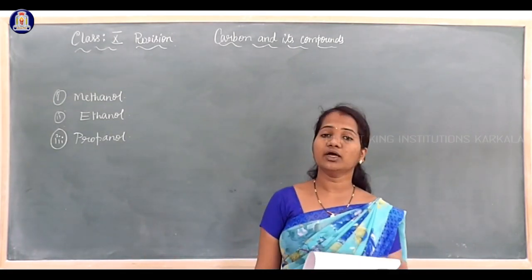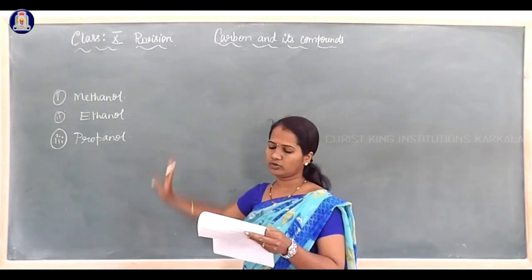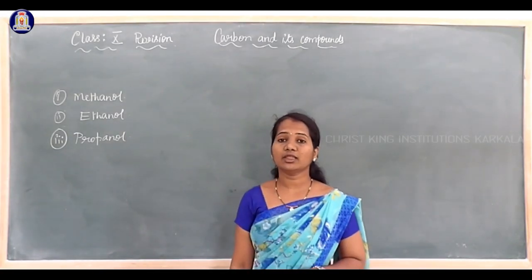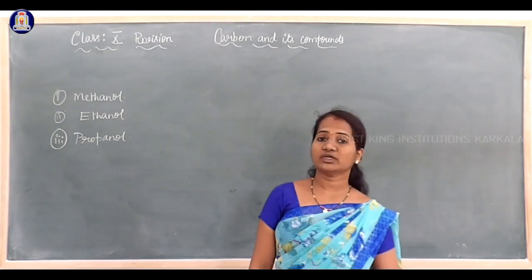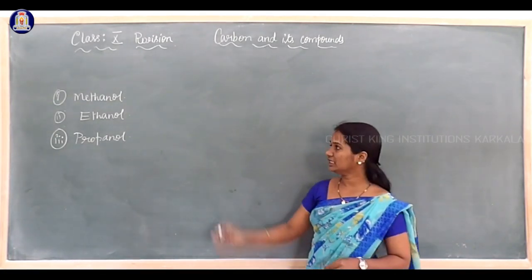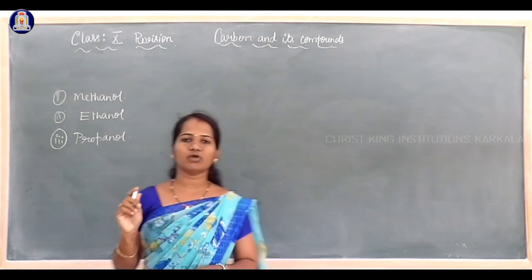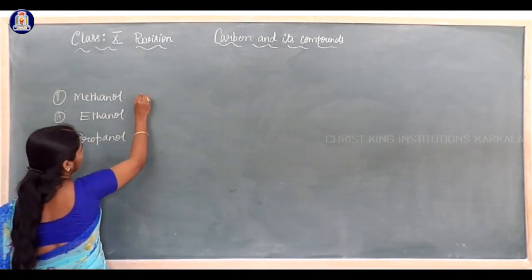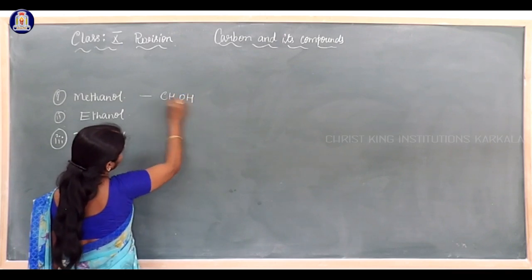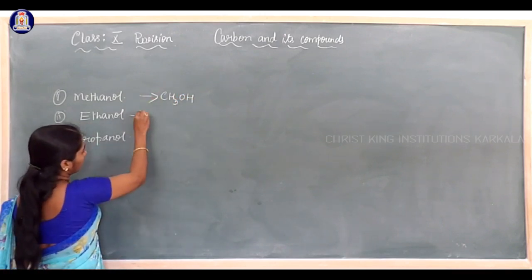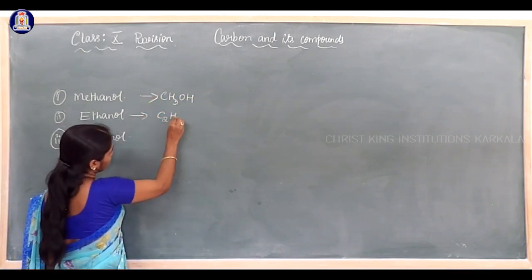Write the molecular formula of these compounds and show that they form a homologous series. So you have to first write the molecular formula of these compounds. What is the molecular formula of methanol? The molecular formula of methanol is CH3OH. Ethanol's formula is C2H5OH.